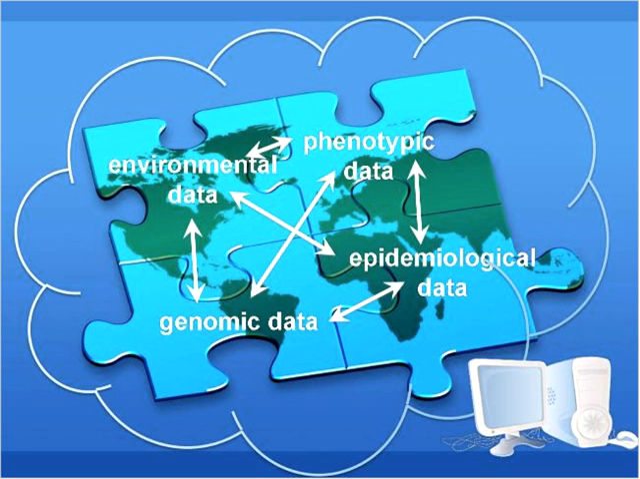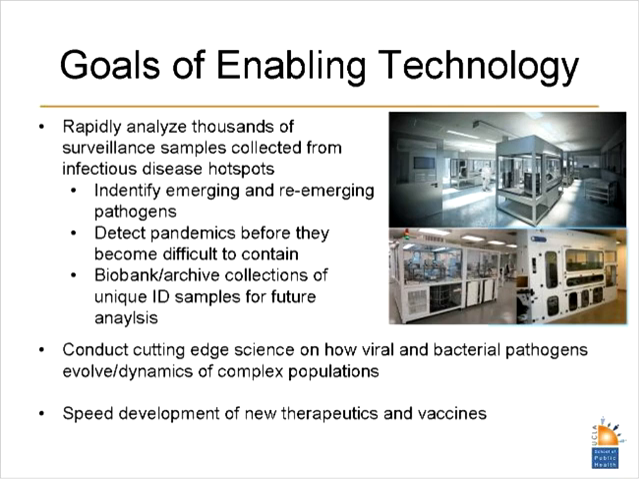So the core concept behind how we would be able to have a rich enough, well-annotated data set that contained all these different pieces was the idea of creating a high-throughput laboratory that had the capability of rapidly analyzing thousands of surveillance samples collected from different infectious disease hotspots across the globe. And that the analysis would allow us to identify emerging and re-emerging pathogens, detect pandemics before they become difficult to contain, and also to biobank or archive collections of unique infectious disease samples for future analysis.